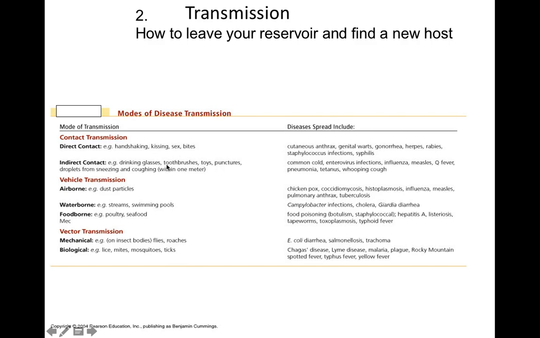So fomites are inanimate objects that become contaminated with the pathogens, and when a new host comes along and has contact with the fomite, then they get infected, right? Okay, and then in vehicle transmission, airborne. This is when the pathogen can survive for a long period of time in the air, and so the pathogen can be transferred for more than 6 feet.